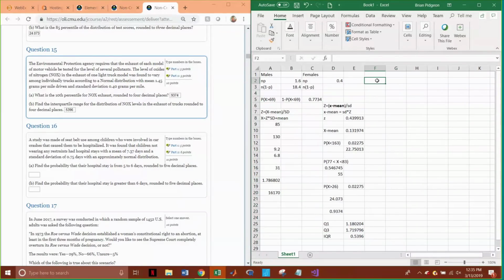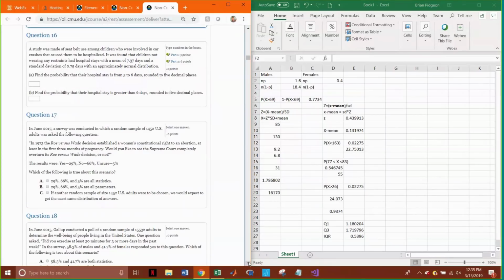All right, so question 16. A study was made of seatbelt use among children who were involved in car crashes that caused them to be hospitalized. It was found that children not wearing any restraints had hospital stays at the mean of 7.37 days and a standard deviation of 0.75 days. So what is the probability that their stay is from 5 to 6 days? So the probability that 5 is less than x is less than 6.